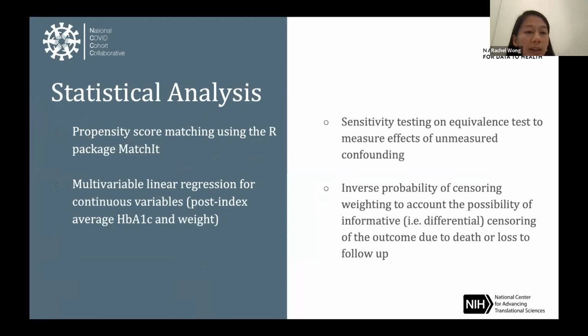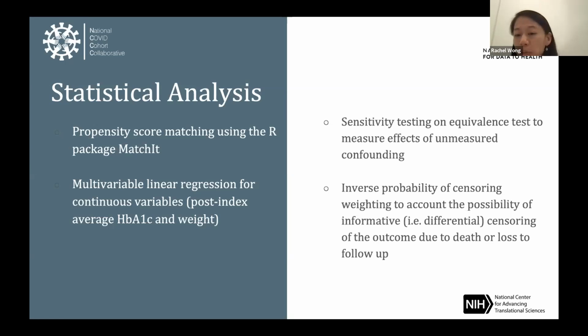For statistical analyses, we used propensity score matching with an R package called MatchIt to make sure that our study population and controls were similar. And then we used multivariable linear regression for continuous variables. So those were post-index average hemoglobin A1C and weight. In addition to that, to make sure that we were not biased with any unmeasured confounding, we did sensitivity testing using the equivalence test to measure those effects.